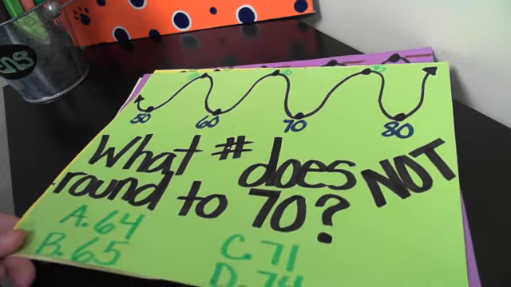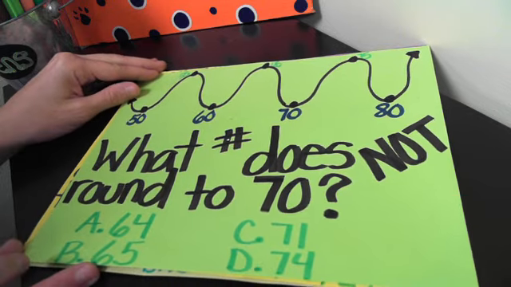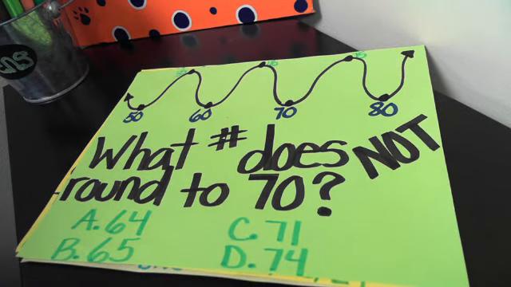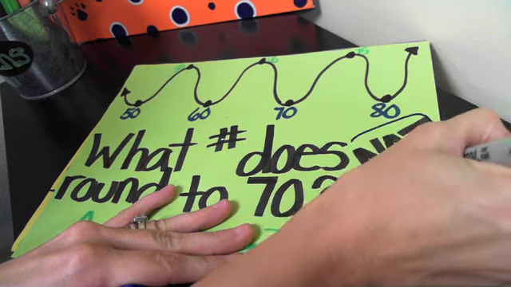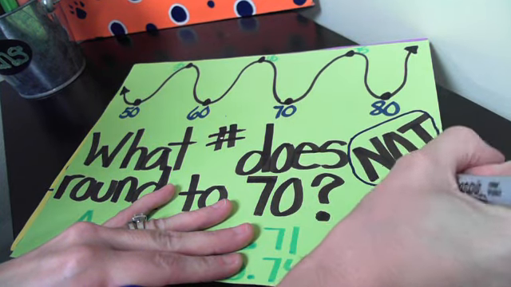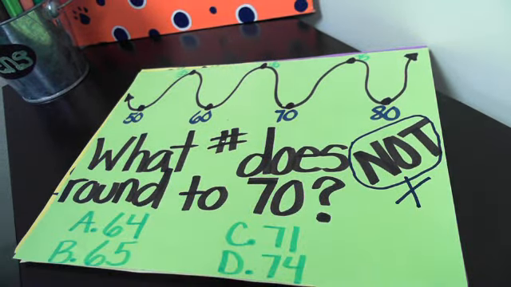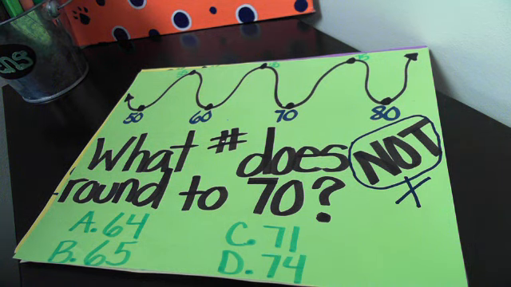Okay, so here we have a problem that you might see in the near future, perhaps on a practice or a test. So we wanted to go over this with you. The question says, what number does not round to 70? We're going to circle this because we are looking for the wrong answer. Three of them are going to round to 70 and one of them is not. That's the one we're looking for.